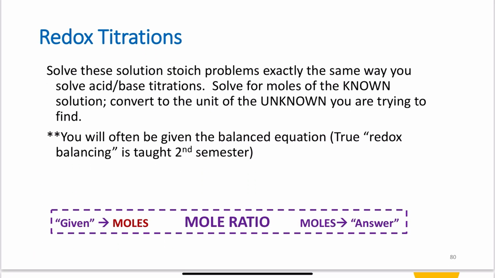So for solving redox titrations, we solve the solution stoichiometry problems exactly the same way you solve acid-base titrations. Start with the moles of known, convert to the moles of unknown you're trying to find. You'll often be given the balanced equation, and if it is a redox titration, I will give you the balanced equation right now, okay? You learn how to actually balance these in second semester Gen Chem.